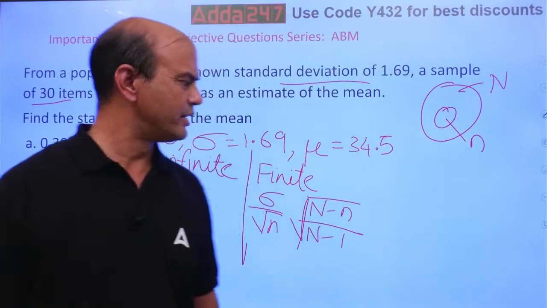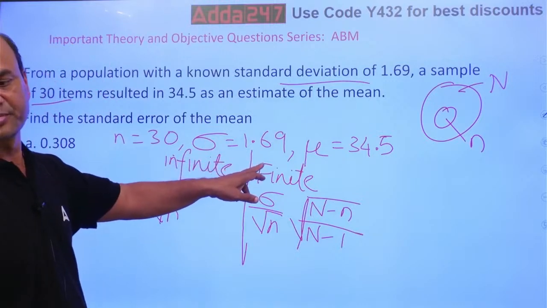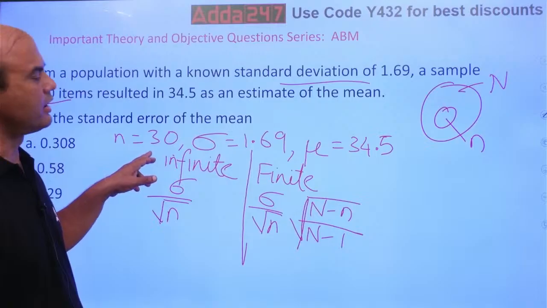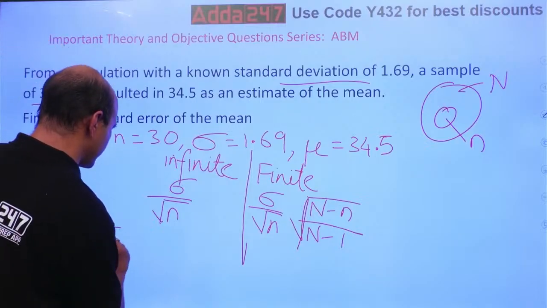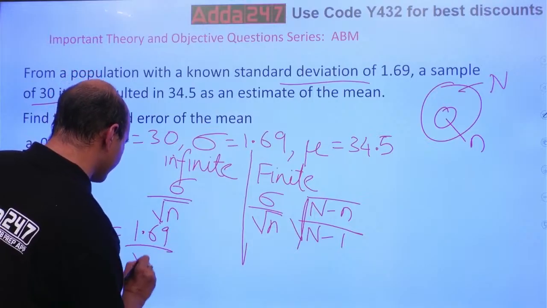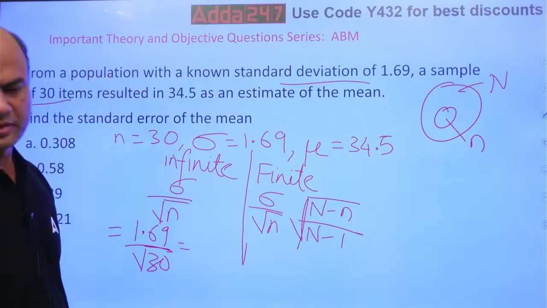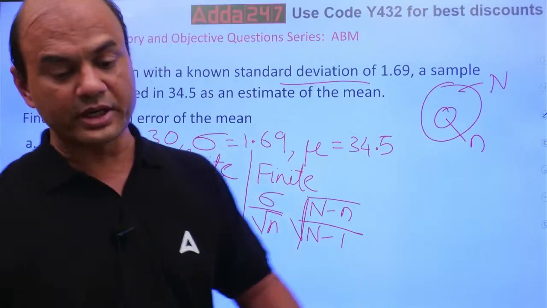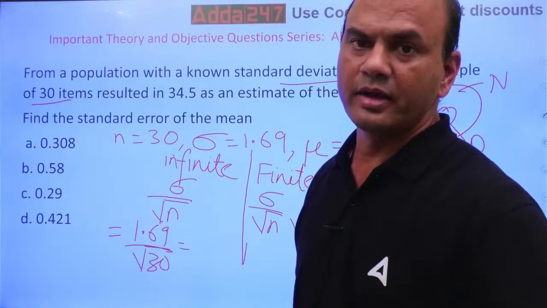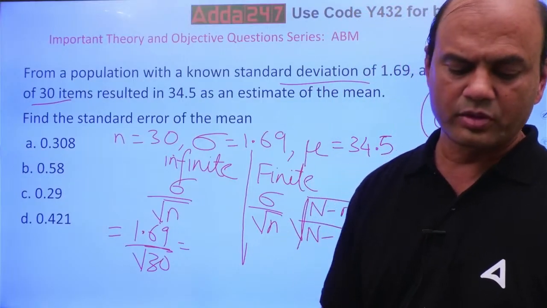What is there? Psi, the standard deviation, is 1.69, and root of n, n is 30. So find it, everyone get the answer: 1.69 divided by square root of 30. Let me also try. Let me see who gets it first, you or me. I am the slowest person on the earth. Okay? So who gets it first?